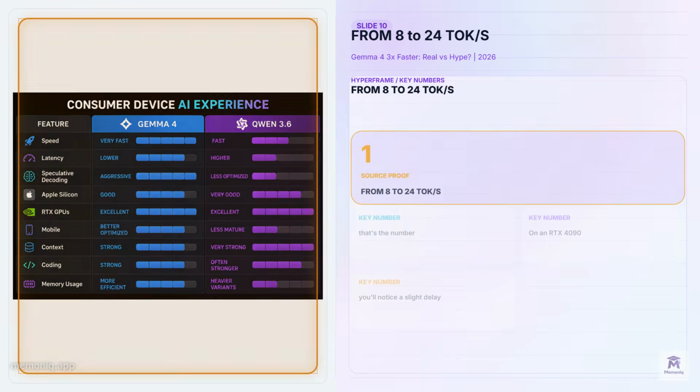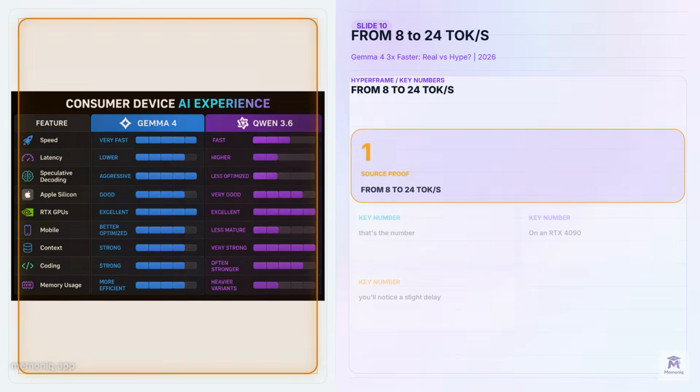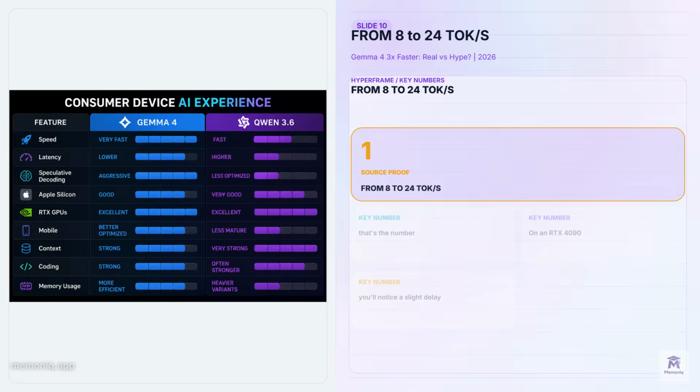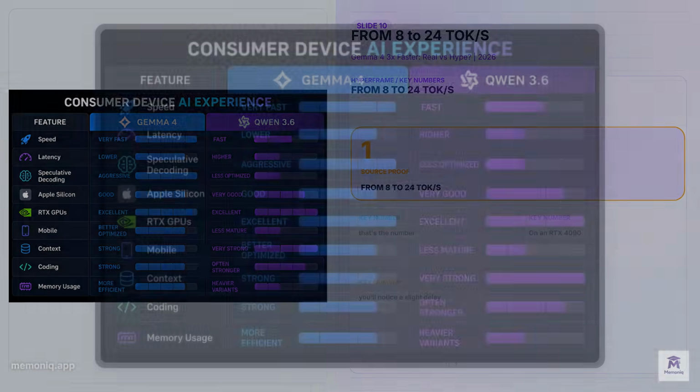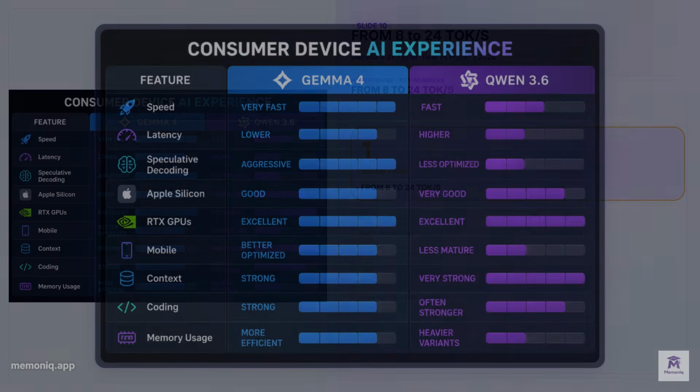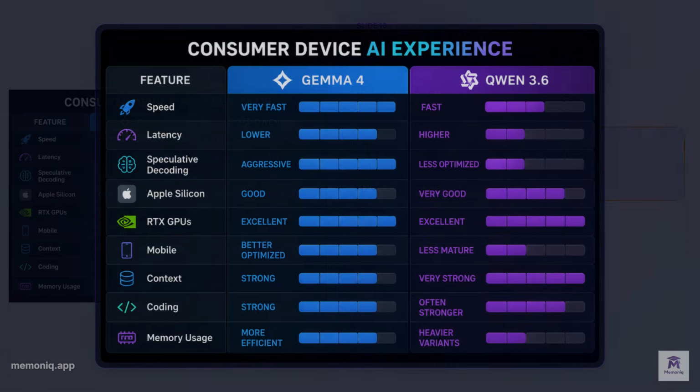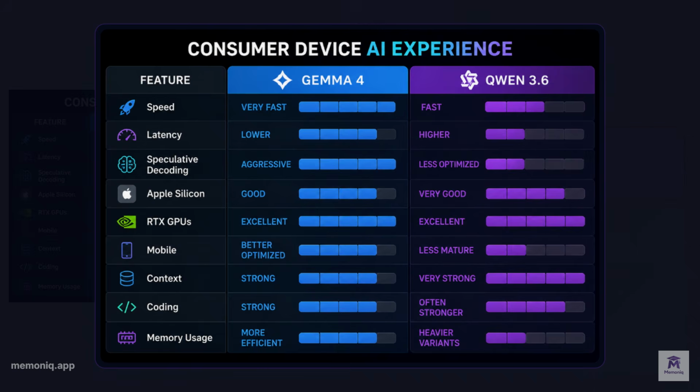15 tokens per second on a 3090, that's the number that changes whether you can actually use a 31B model as a... Let's put concrete numbers on this because "faster" is vague. Here's what you can actually expect on common hardware based on Google's published data and reasonable estimates for setups they didn't explicitly test. On an RTX 4090, the Gemma 4 31B runs around 24 tokens per second.